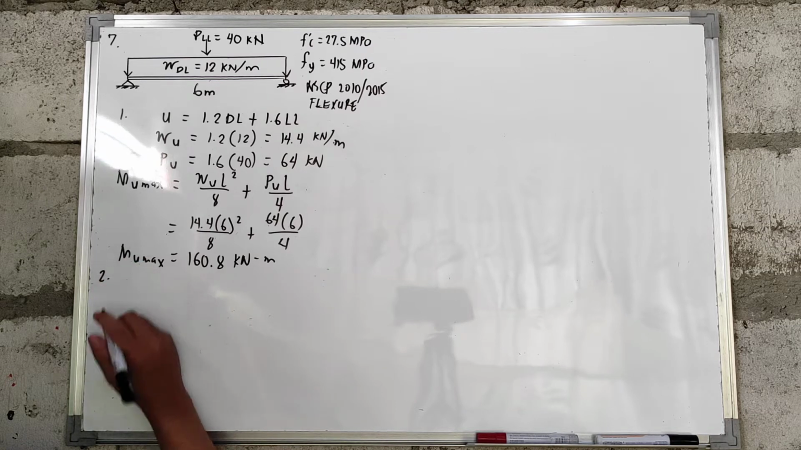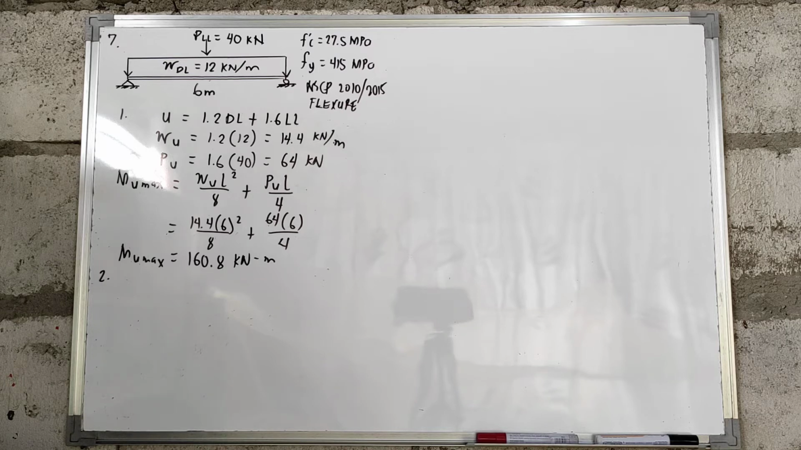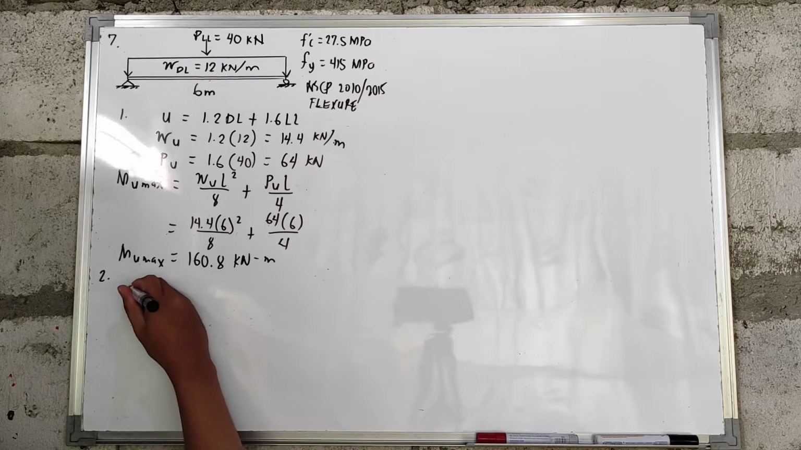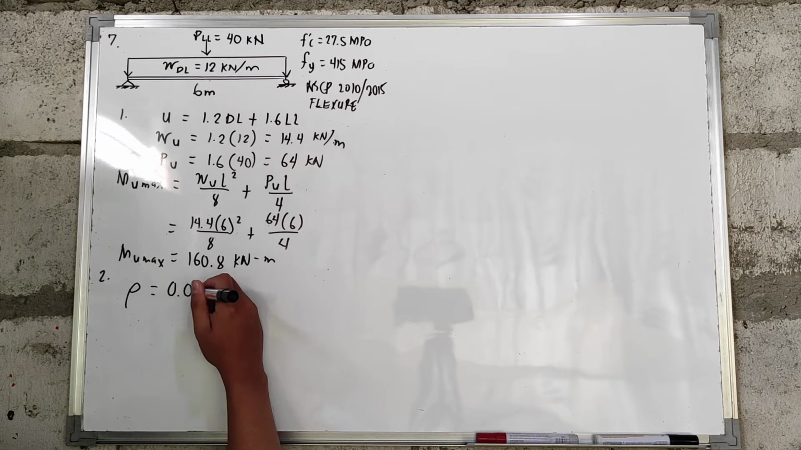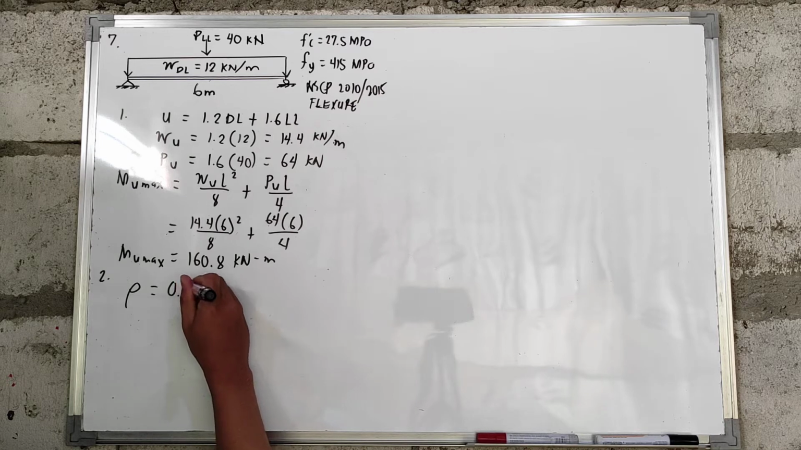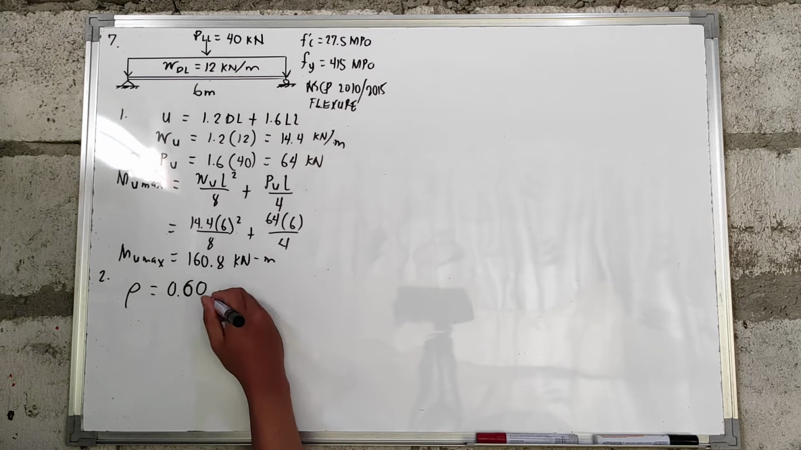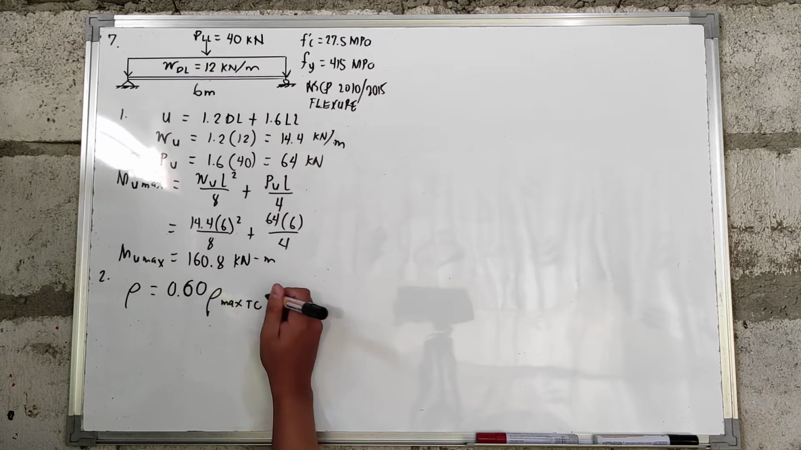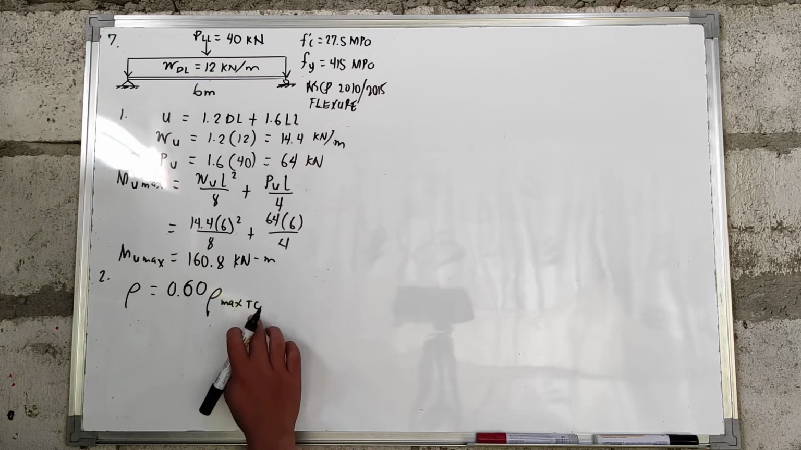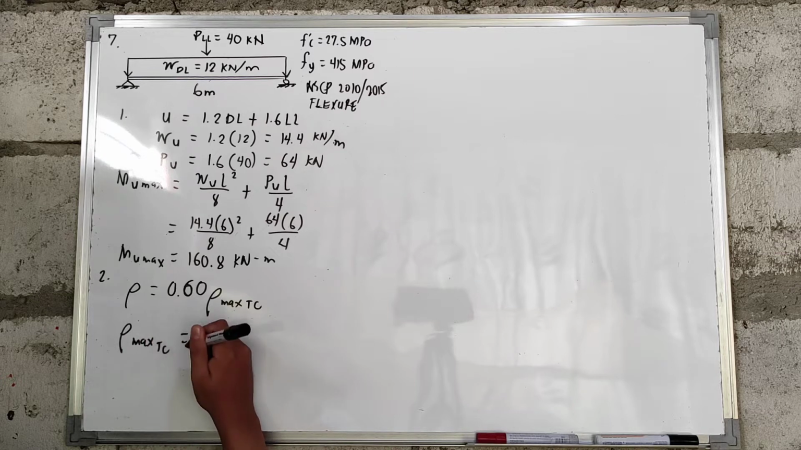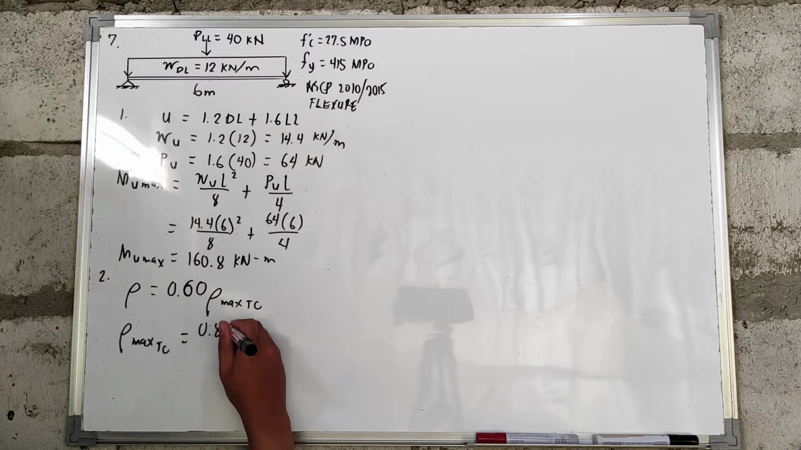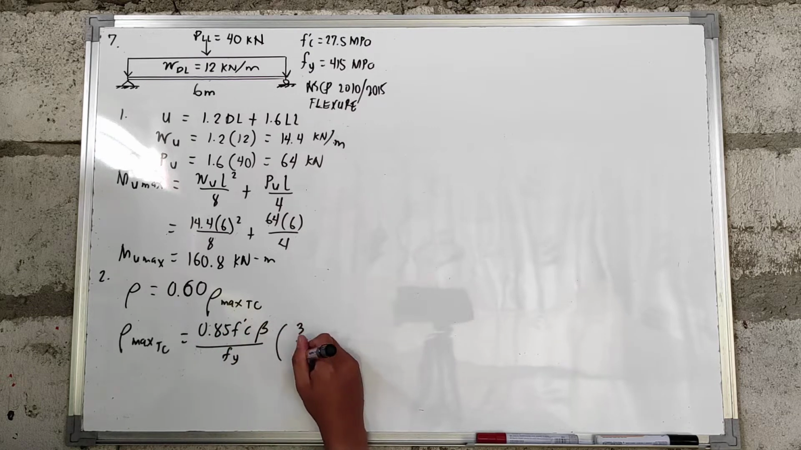assume the value of your rho and we're going to establish yung mga dimension ng beam natin. So let's say, kailangan kasi natin yung rho para makuha natin yung dimension. So let's say na yung rho natin or assume natin that is equal to 0.60 or 60% of rho max. Rho max natin in tension controlled, rho max natin at TC. So with this, yung rho max natin dito, TC, that is equal to 0.85 F prime C beta over Fy multiplied by 3 over 8. Okay?